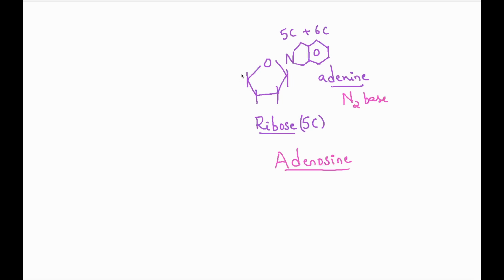Now to the ribose sugar, we have the phosphate groups attached. Phosphorus, double bond oxygen, OH, oxygen. Again, we have the second phosphate group.